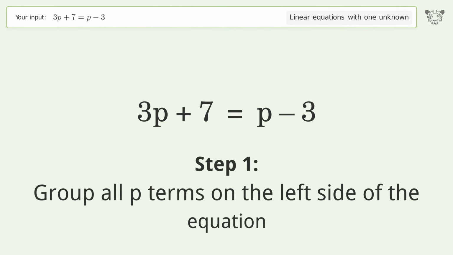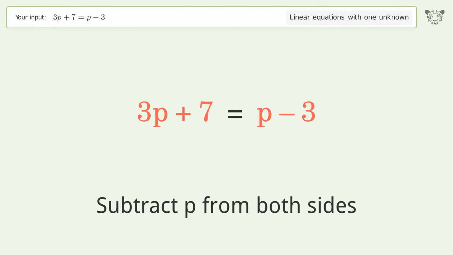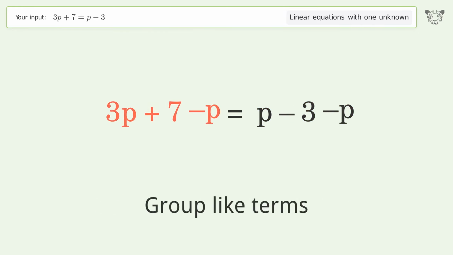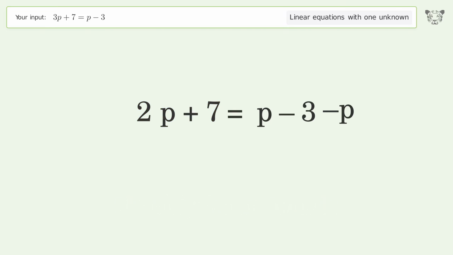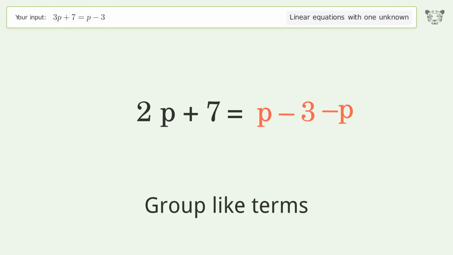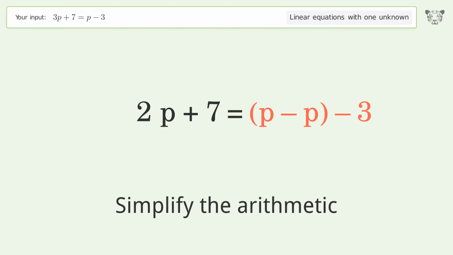Group all p terms on the left side of the equation. Subtract p from both sides. Group like terms. Simplify the arithmetic. Group like terms. Simplify the arithmetic.